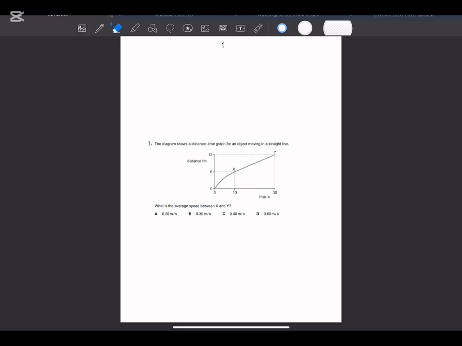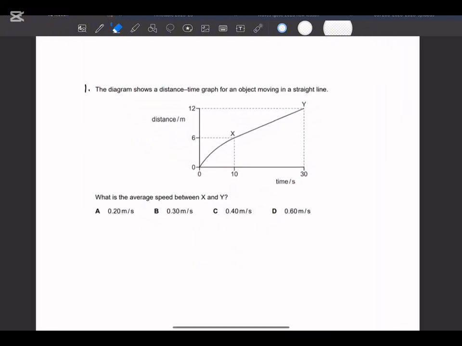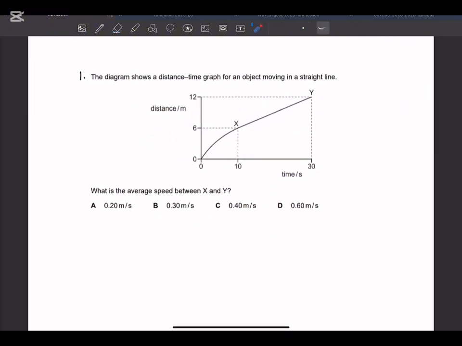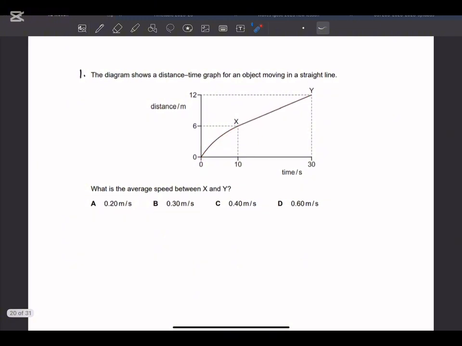So the first question is here, and here you can see that the diagram shows the distance time graph for an object moving in a straight line. What is the average speed between x and y? In the theory, I have discussed this point that obviously the graph is not showing the actual path of the body, but this is the line which will describe the motion of the body.